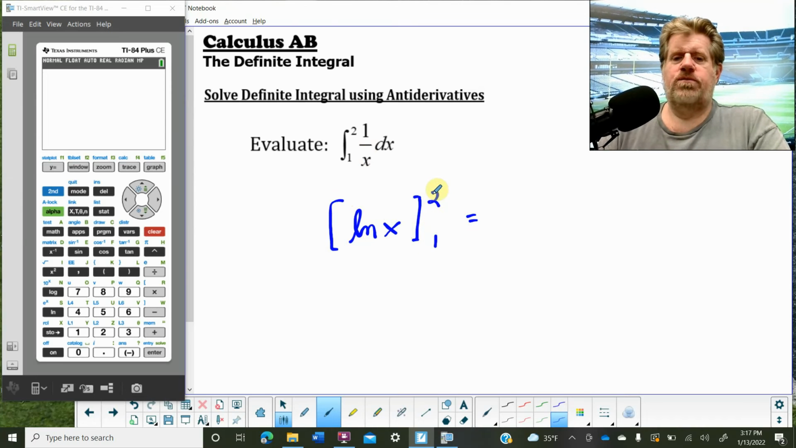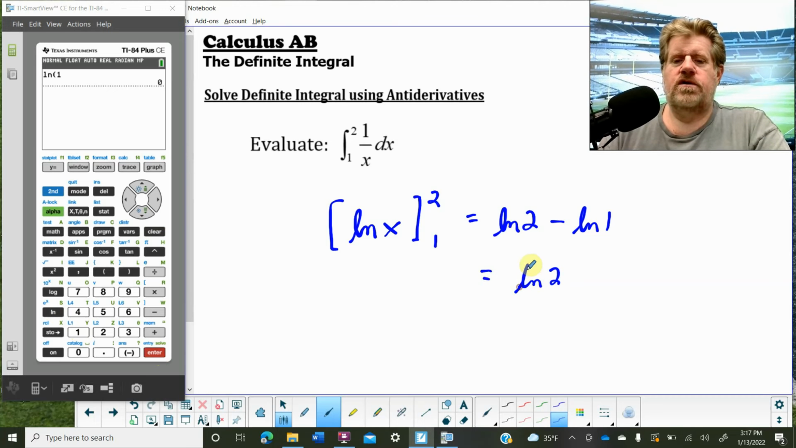But what I say now is I plug in 2, natural log of 2, minus, plug in the 1, natural log of 1. I don't know if you remember or not, but the natural log of 1 equals 0. So a non-calculator answer would just be natural log of 2. But if you wanted a decimal approximation, you could just plug that in here, and we would get the answer of about 0.693.